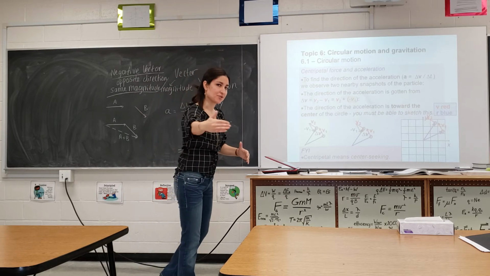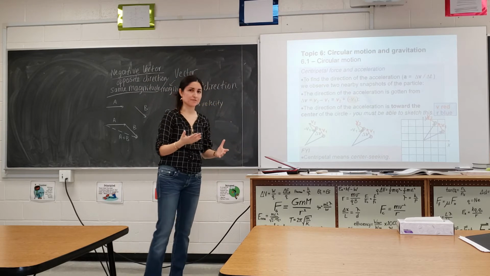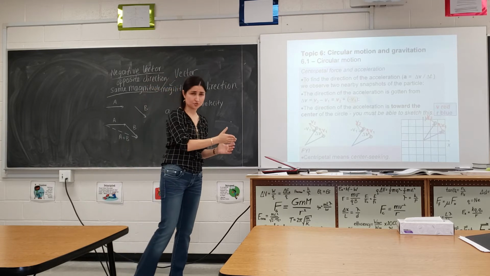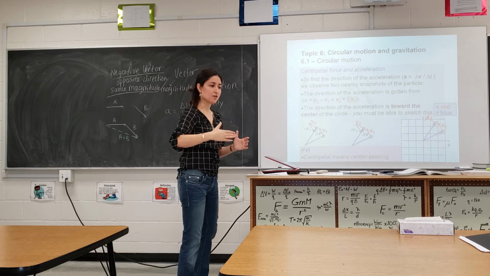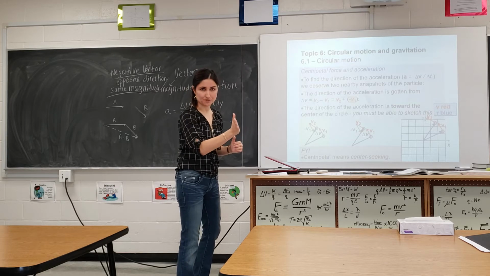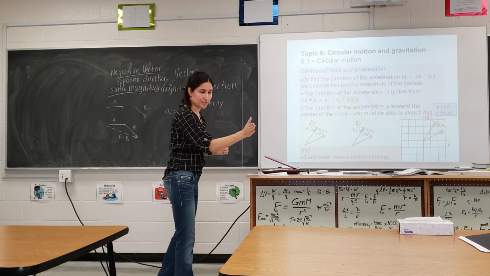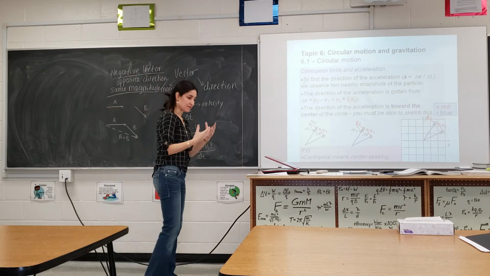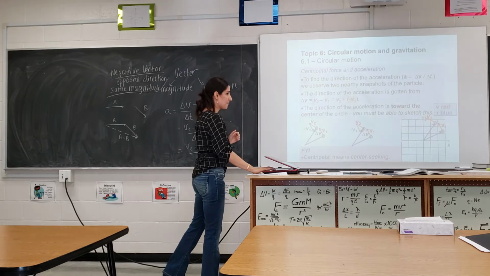So when you're moving in a circular path, for whatever reason, if you're in a car and you're entering the highway and the ramp to the highway is circular, the car is always seeking the center of the circle. You keep changing your direction. Okay, this is the only reason you're able to turn in a circular path. Okay, so just keep that in the back of your head.